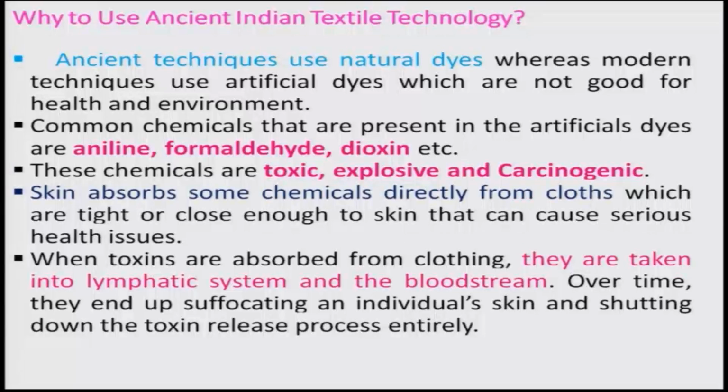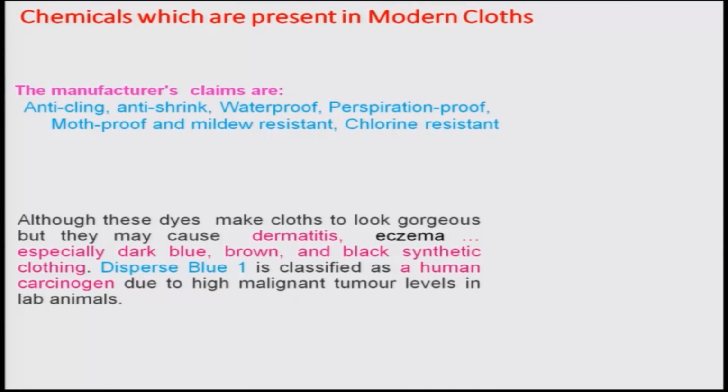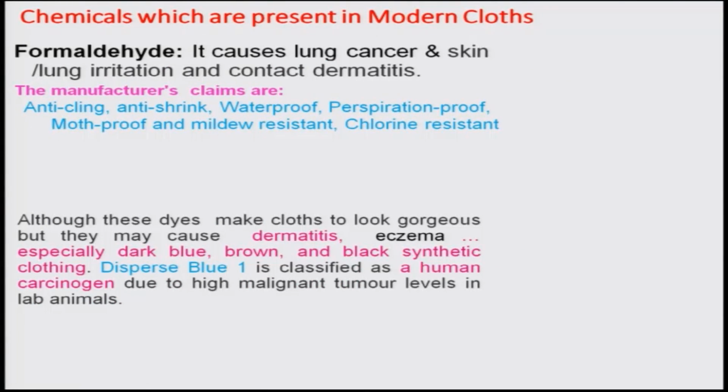When toxins are absorbed from clothing, they are taken directly to the lymphatic system and the bloodstream. It is as good as injecting poison into the bloodstream, and over time they end up suffocating an individual's skin and shutting down the toxin release process entirely. And of course, some people can sustain it, some people get diseases like skin disease and other things. And of course, the formaldehyde causes lung cancer, skin and lung irritation and contact dermatitis, right.